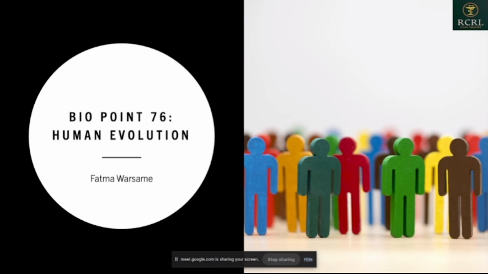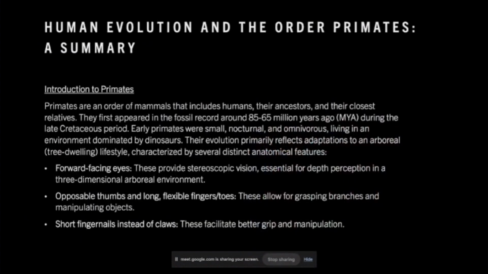So, human evolution. Okay, so we first start off with the order primates. So, primates are the order of mammals that includes humans, the ancestors, and the closest relatives of these humans. And they first appeared in the fossil record around 85 to 65 million years ago. And this was in the Cretaceous period.